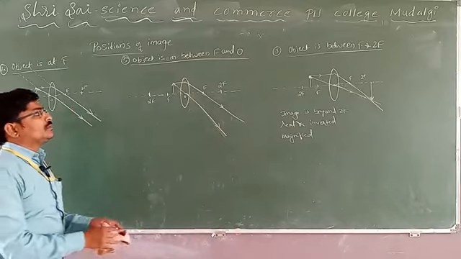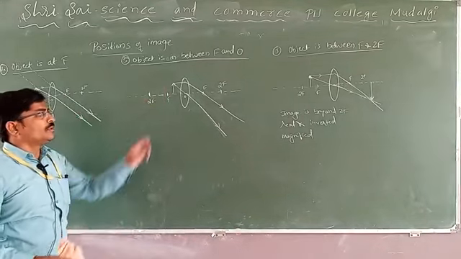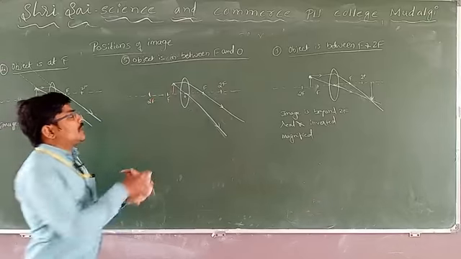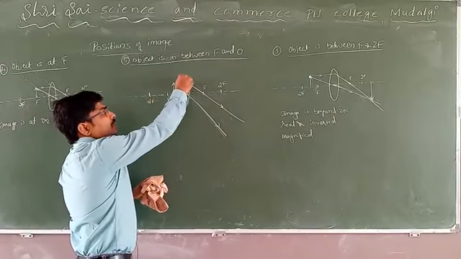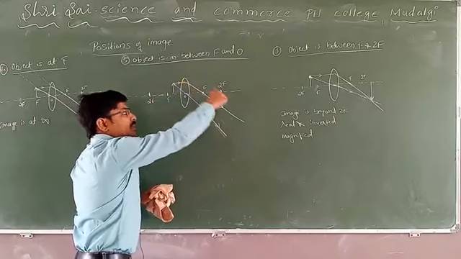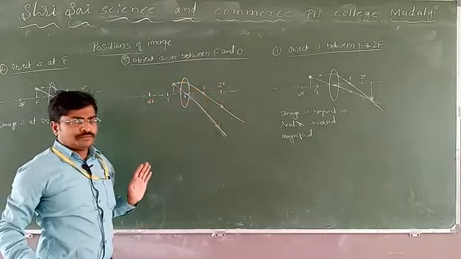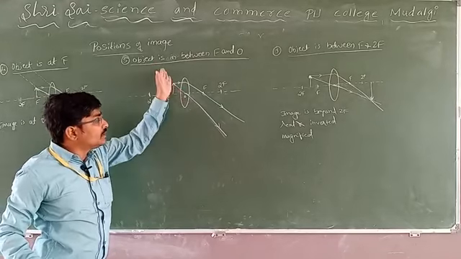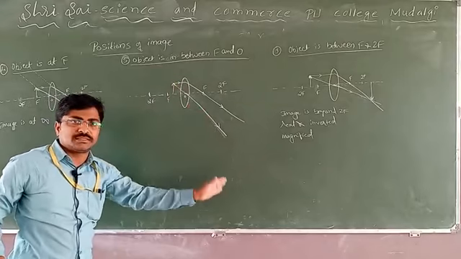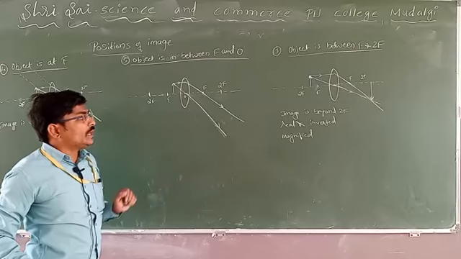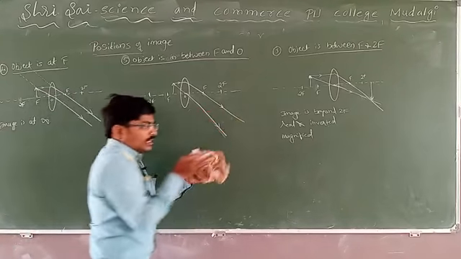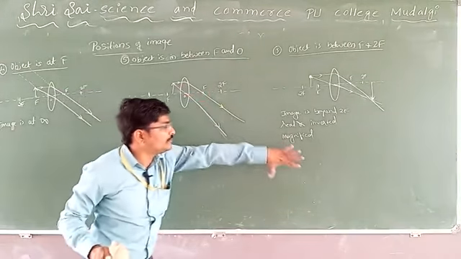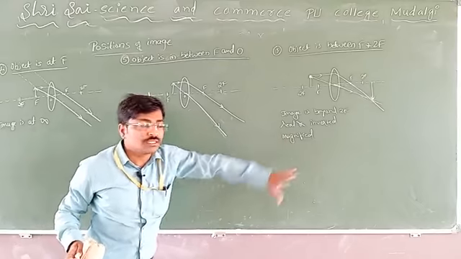Watch carefully. See, one light ray is incident parallelly, and after refraction it passes through the principal focus, through the F. One more ray which is passing through the optical center passes without deviation. If you see these two lines, they are moving in opposite directions, therefore they never intersect each other. If you extend these two rays, they never intersect each other.